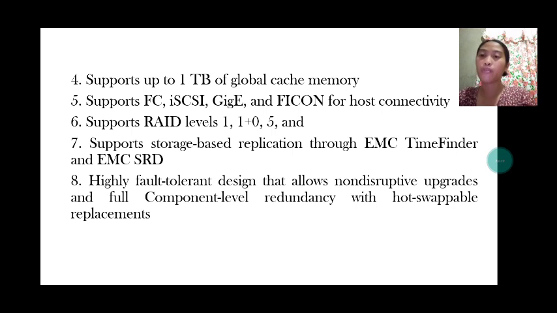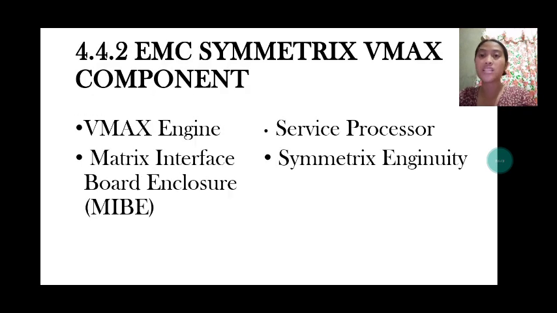Now let's move forward to 4.4.2, which is the EMC Symmetrix VMAX components. These are the components of the Symmetrix VMAX. The first one is the VMAX engine. So what is the VMAX engine? The VMAX engine consists of a pair of directors that contains 4 quad-core Intel processors, up to 128 GB of memory, and up to 16 front-end ports for host access or SRDF channels. So that is the VMAX engine.